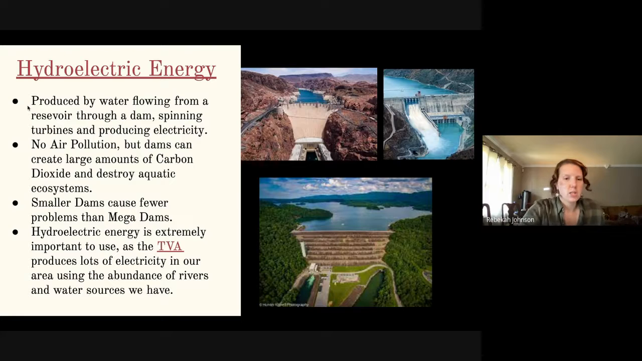So when we look at this, hydroelectric energy is going to be produced by water, which is usually dammed up into a reservoir. It's going to flow through what are called turbines, and we're going to see turbines pop up again and again. We saw it in solar energy.